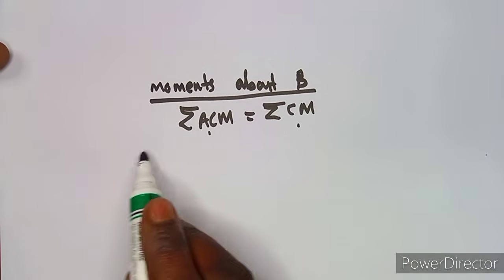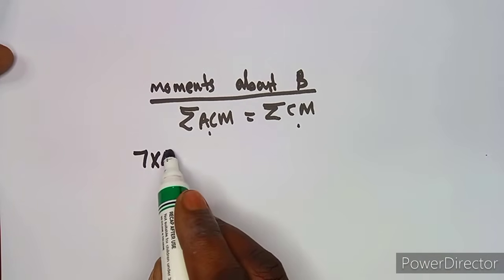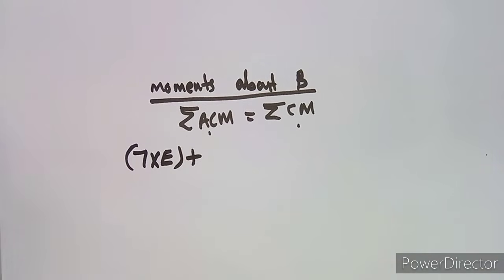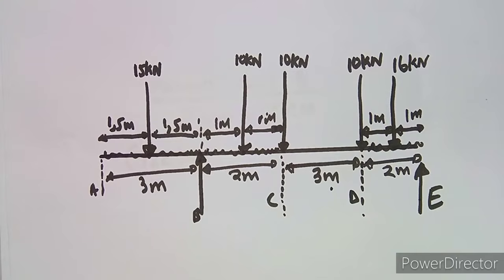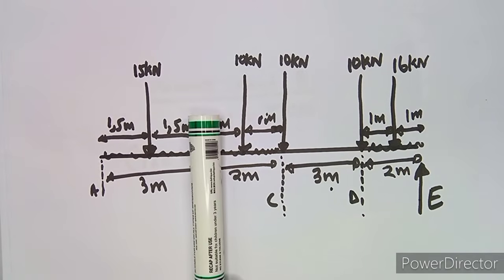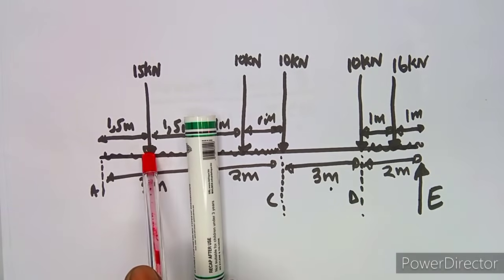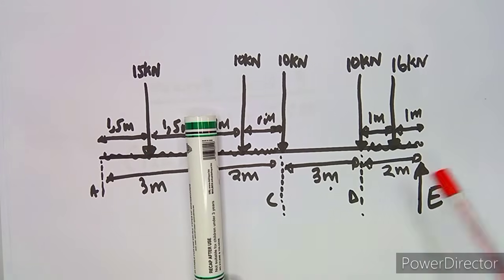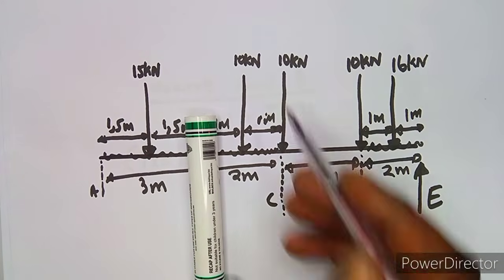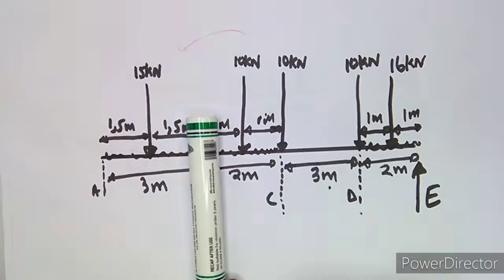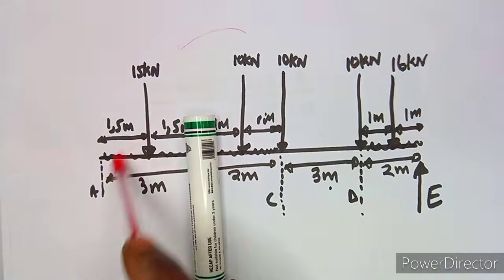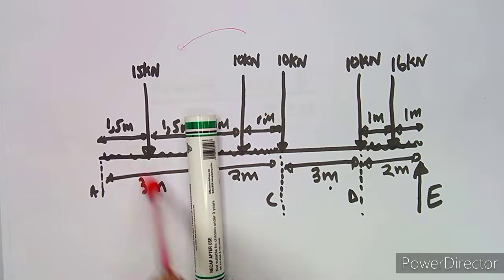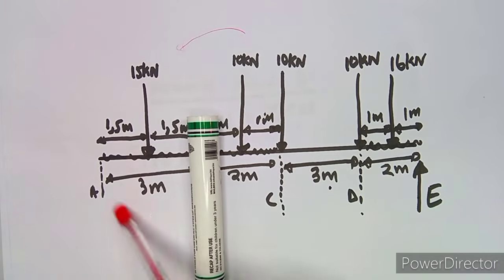Remember, force times distance, so we're going to have 7 times E on the anticlockwise, plus we still have another part in the anticlockwise again. If you cross-check the movement of this 15 kilonewton, it is going to move like this. So it's still anticlockwise, because we are following this concept. It's different from these ones, they're just going clockwise, but this one is going anticlockwise. So it's 15 back to what?